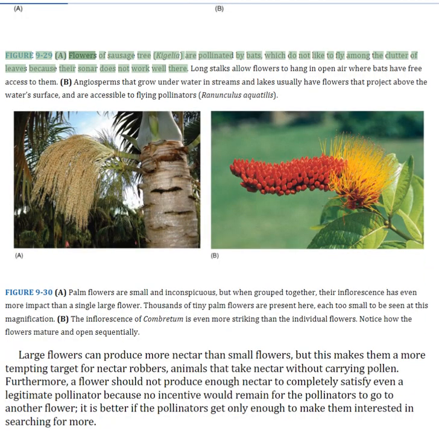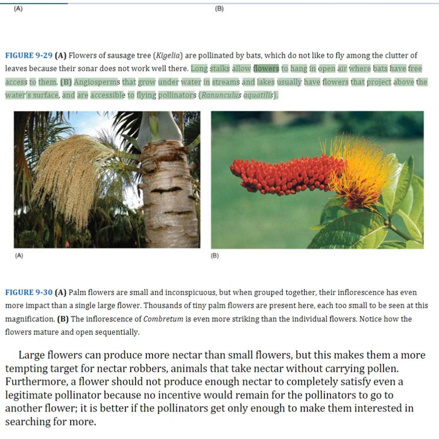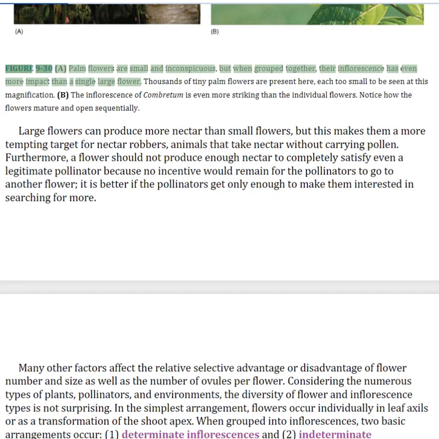Figure 9.29. Flowers of sausage tree are pollinated by bats, which do not like to fly among the clutter of leaves because their sonar does not work well there. Long stalks allow flowers to hang in open air where bats have free access to them. Angiosperms that grow underwater in streams and lakes usually have flowers that project above the water's surface, and are accessible to flying pollinators.